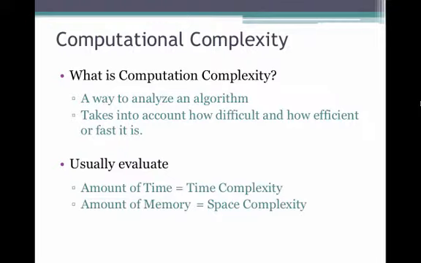When we do algorithm analysis, we actually are thinking about computational complexity. So, what is computational complexity? It's just a way to analyze an algorithm. It takes into account how difficult or how efficient or how fast the algorithm is. And you usually evaluate it in terms of the amount of time that the algorithm takes, which we call time complexity, and the amount of memory that the algorithm takes, which we call space complexity.